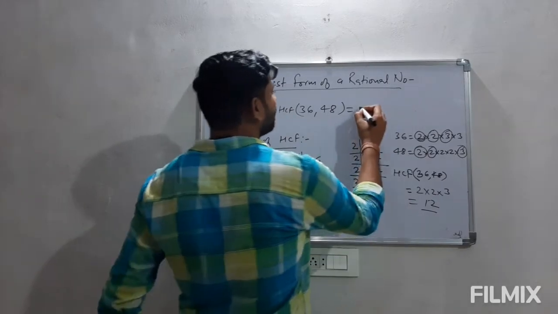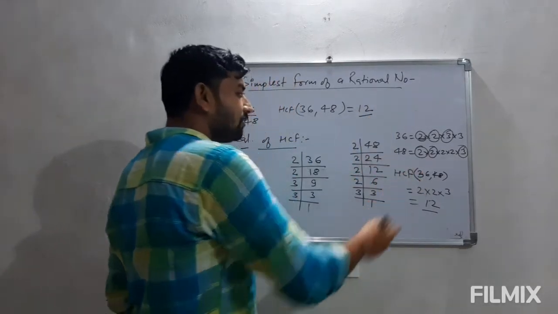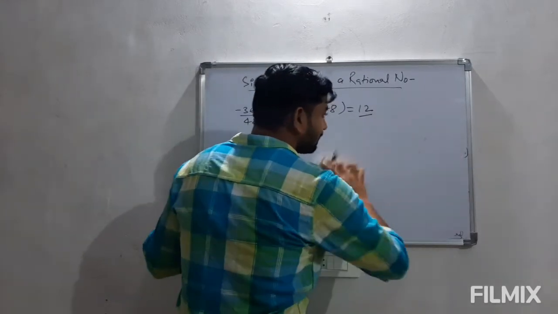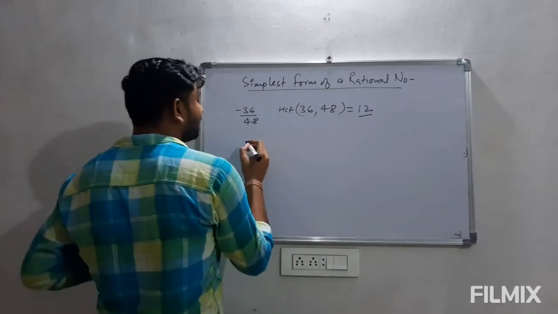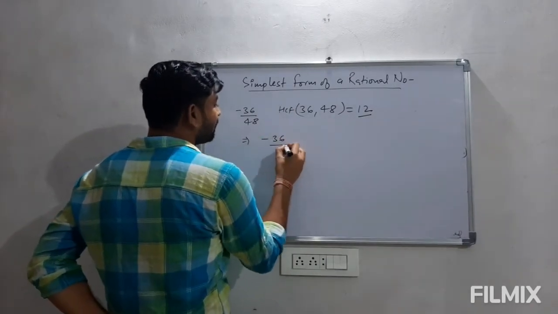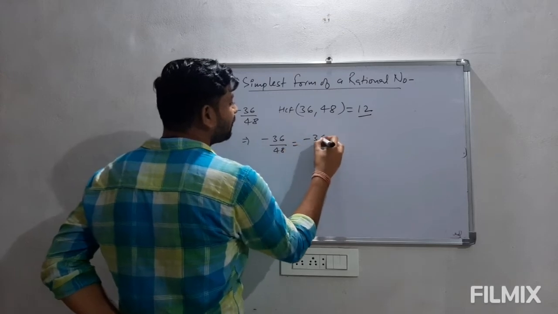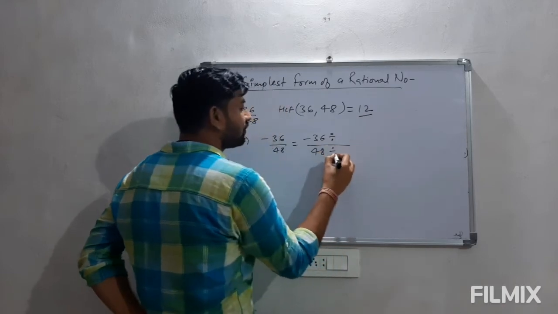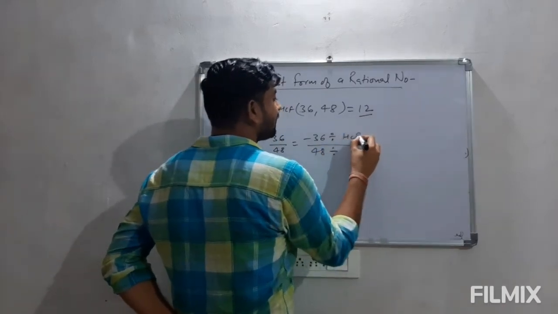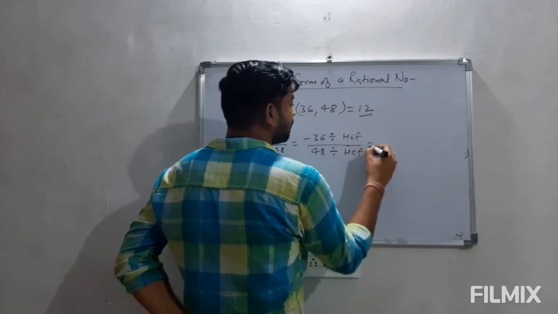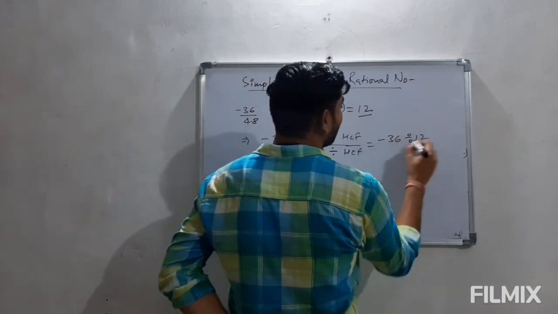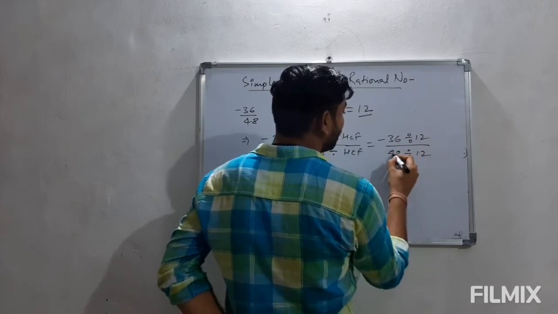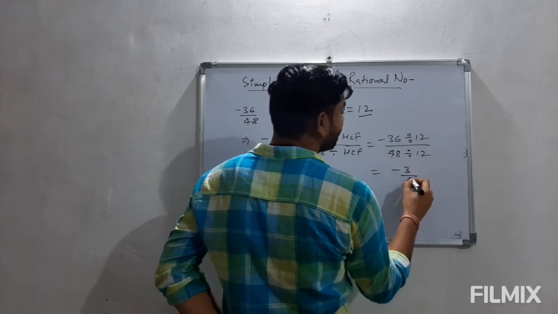The HCF of these two numbers is coming out to be 12, which you can calculate by using this method. And once you are able to get the HCF of numerator and denominator, what you have to do is just simply divide the numerator and denominator by HCF. Suppose here this was a rational number, you divide it by HCF of them. So what we will get, 36 divided by 12 and 48 divided by 12. So from here what we are getting is minus 3 upon 4.